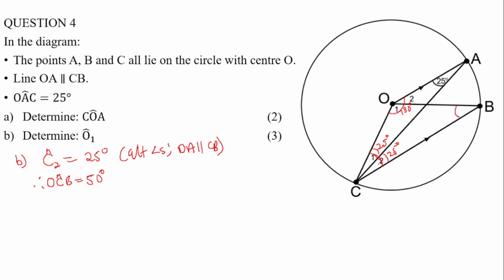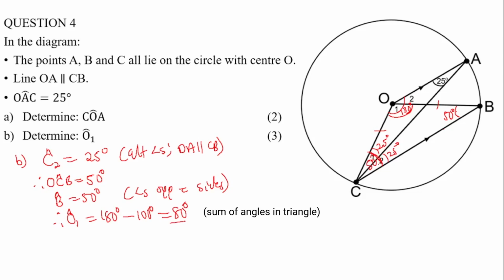What would be angle B? Angle B is equal to 50 degrees because OC and OB are equal, they are radii, so you can say angles opposite equal sides. And then this is 50 degrees. So we have this whole angle being 50 degrees, and then this 50 degrees, and then we can easily find angle O1. So we can say therefore angle O1 is equal to 180 degrees minus 50 minus 50, which is just same as minus 100 degrees, and then it's equal to 80 degrees. So angle O1 is 80 degrees.